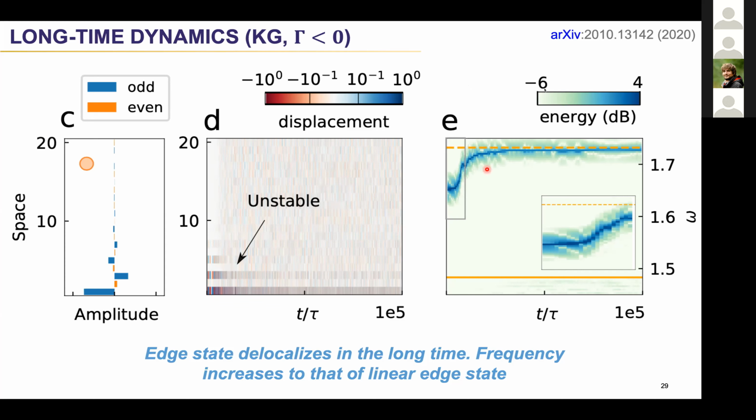Okay, and this is the short time Fourier transform of this state. The initial excitation was given at this frequency, and over a long time what we see is that this goes back to the linear edge state frequency, which is here, by shedding its energy to the bulk.